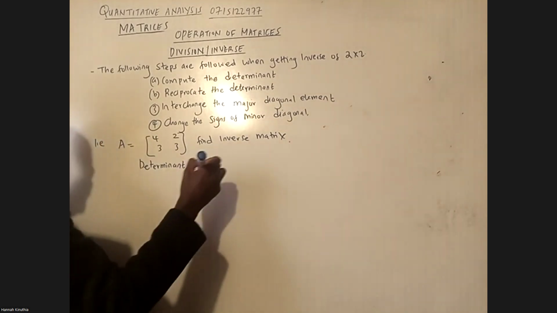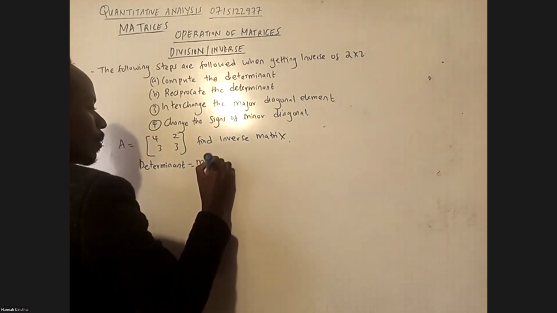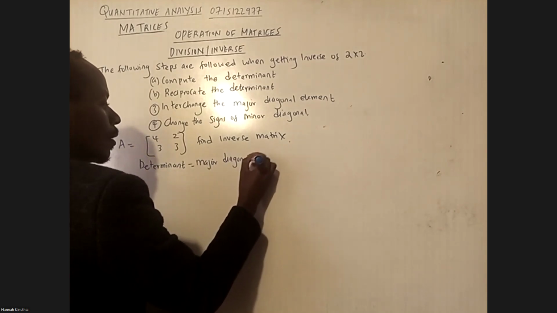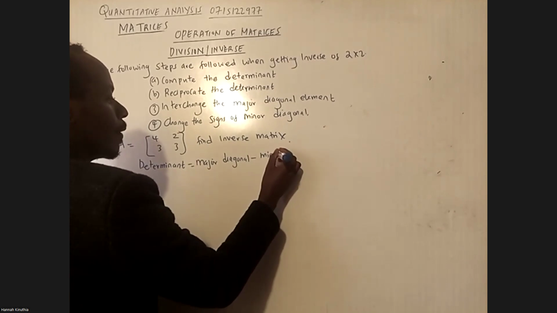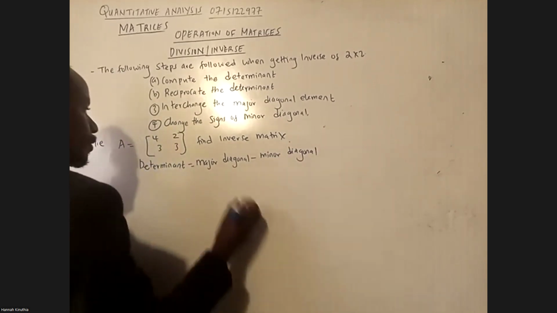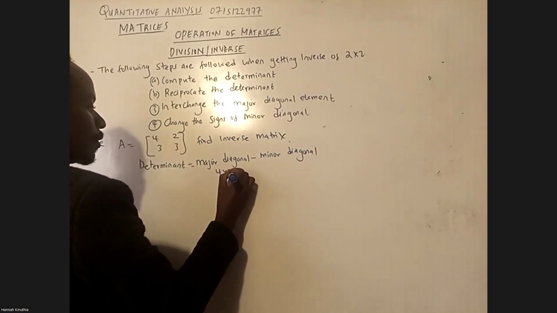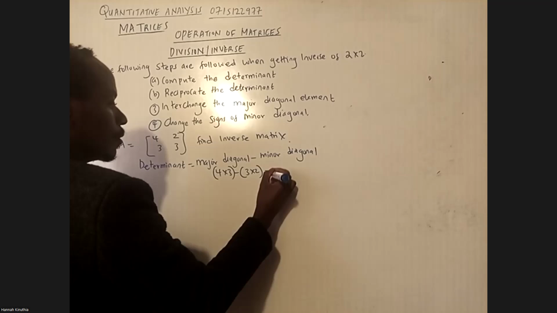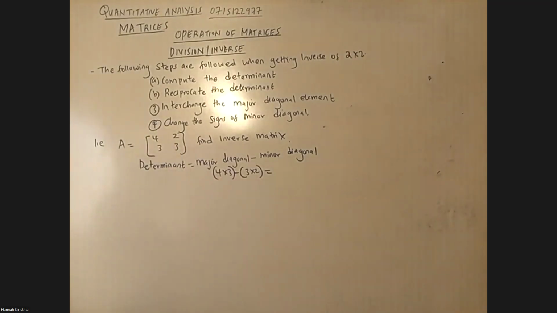Tunajua ni major diagonal minus minor diagonal. So we say ni 4 times 3, 3 times 2. So inakuwa ngapi? So 4 times 3 minus 3 times 2. Napata 6.